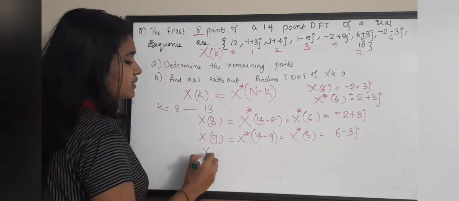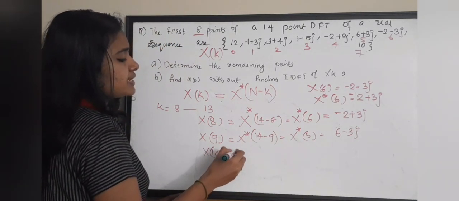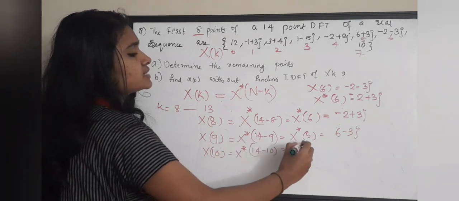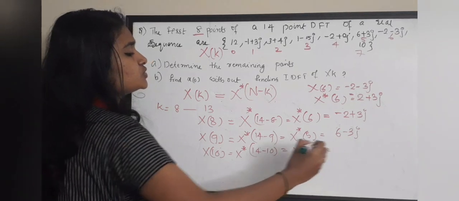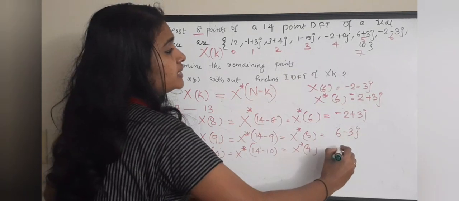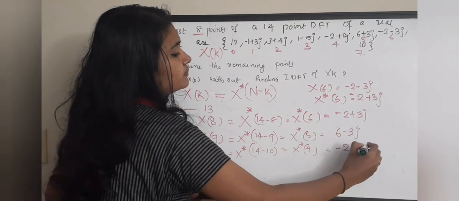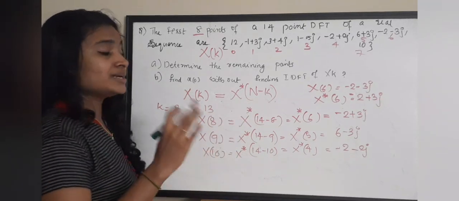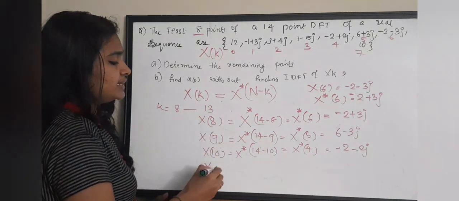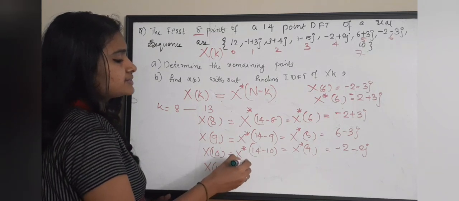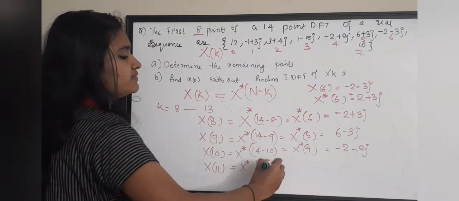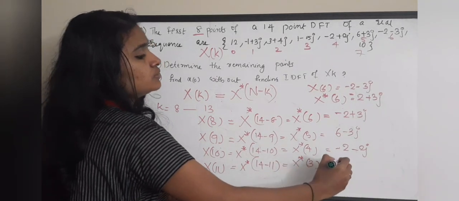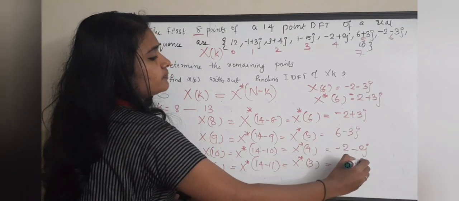Alright. What is the value of x of 10? X of 10 is x star of 14 minus 10, which is equal to x star of 4, which is equal to -2 minus 2j. Okay, x of 4 is -2 plus 2j, so x star of 4 is -2 minus 2j. Now x of 11 is equal to x star of 14 minus 11, that is equal to x star of 3, which is equal to 1 plus 5j.